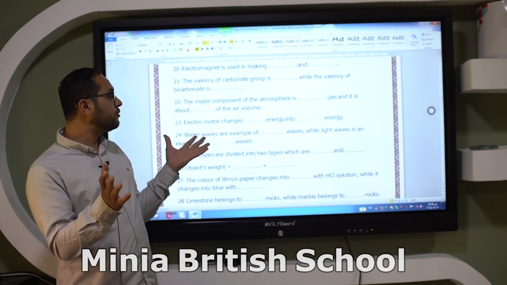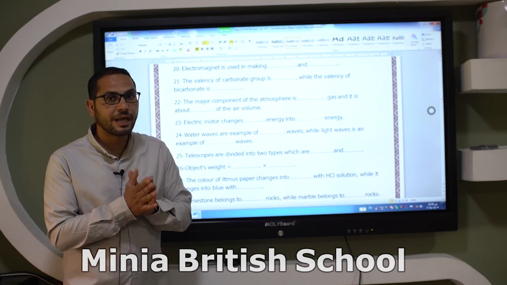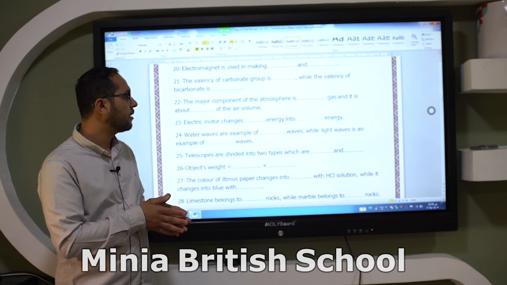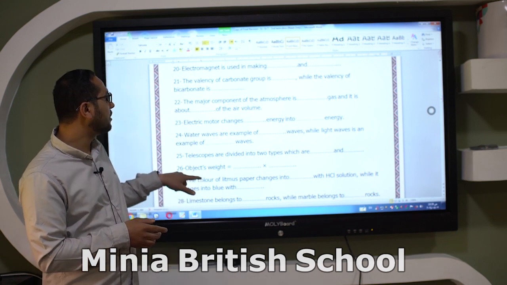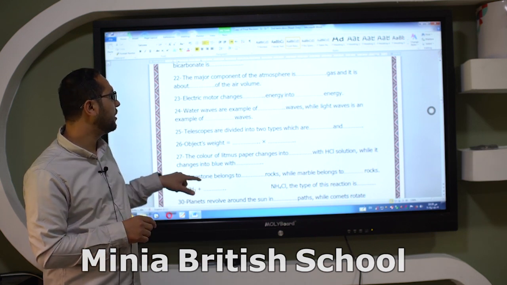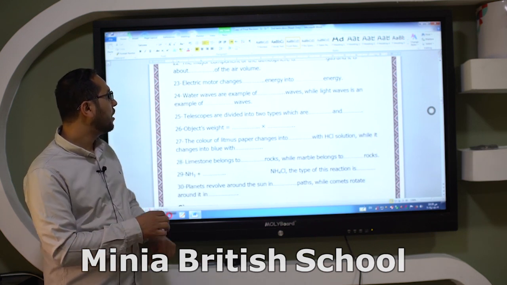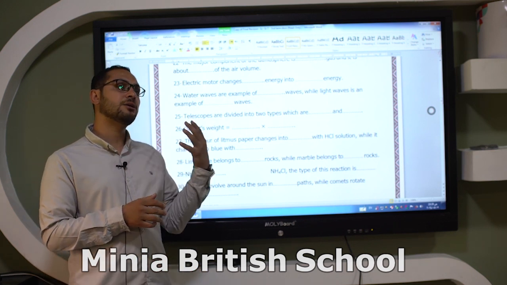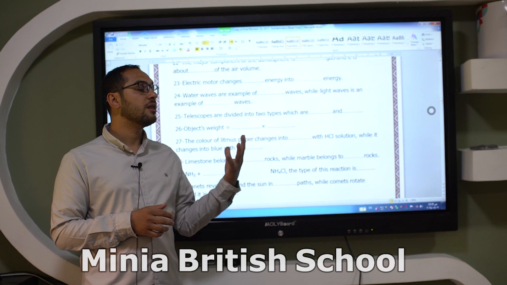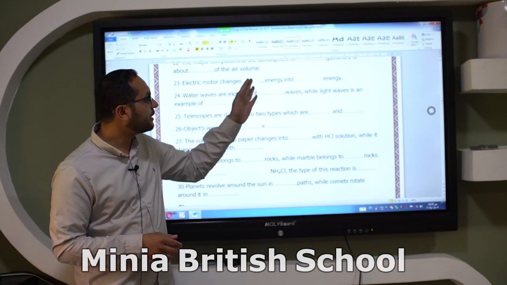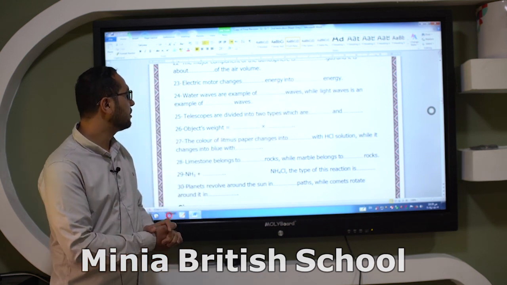The major component of the atmosphere is nitrogen gas, 78%, and it's about 3/4 of the air volume. The electric motor, as I told you before, is opposite to the dynamo. The electric motor changes electric energy into kinetic energy.